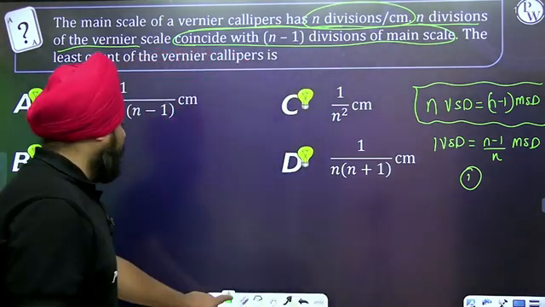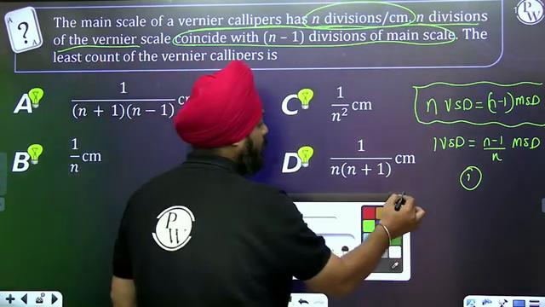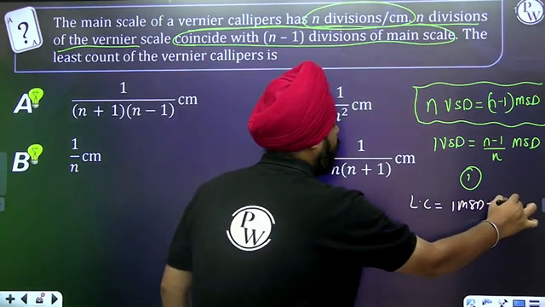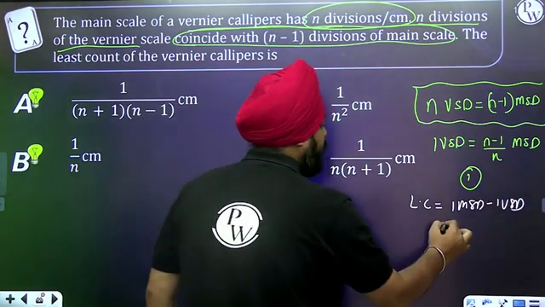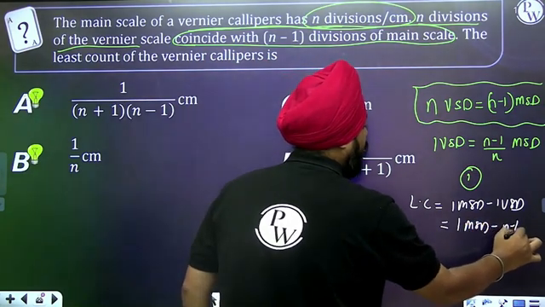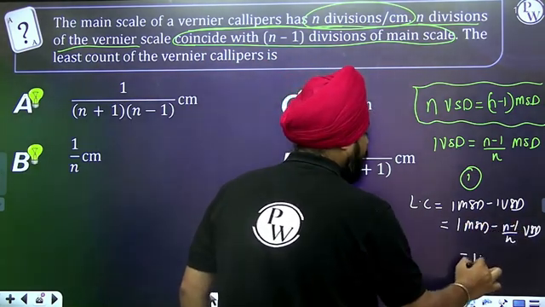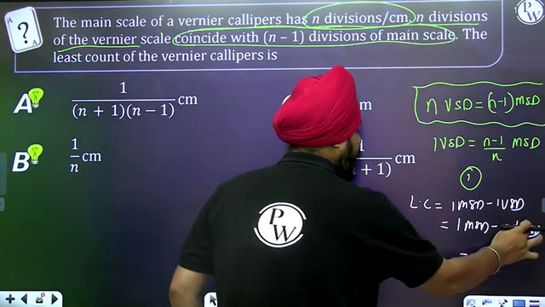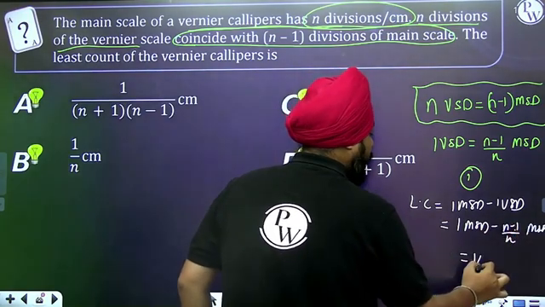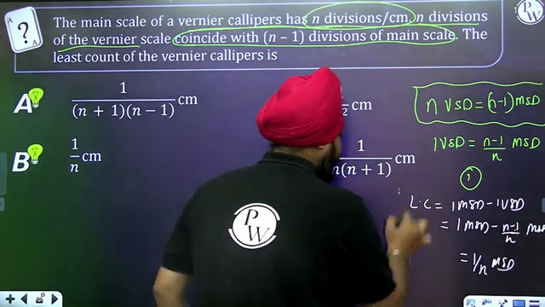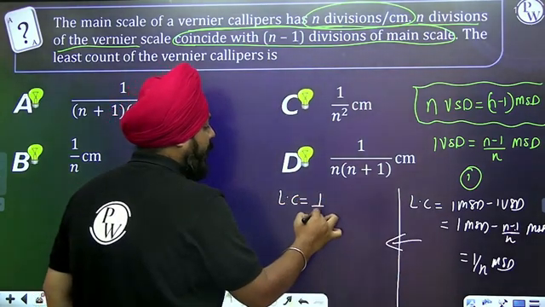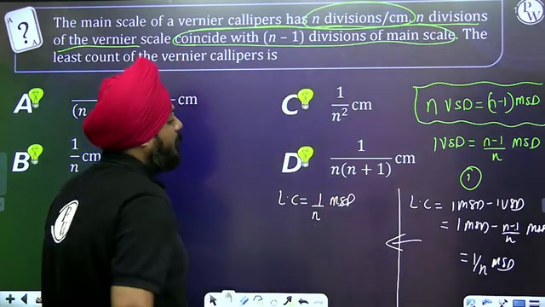Now what is the actual formula of the least count? Least count is equal to 1 MSD minus 1 VSD. So this is 1 MSD minus n minus 1 by n of MSD. So it is going to be 1 by n of MSD. Least count, we are getting it as 1 by n of MSD.